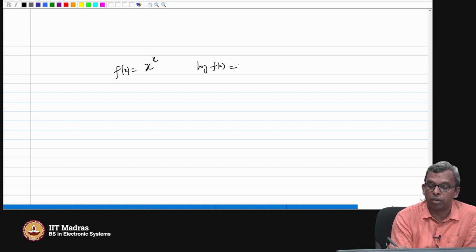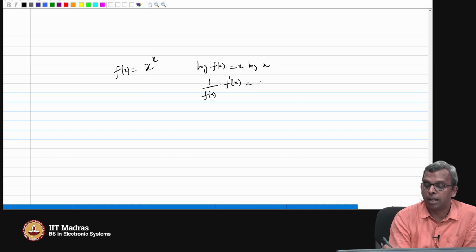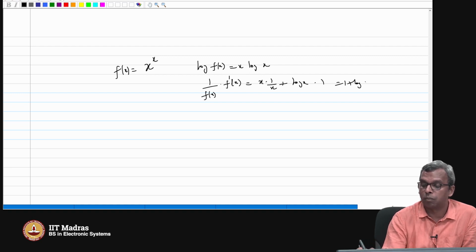So you can do log f of x is x log x. Okay, and then if you do the derivative, it is 1 by f of x times f prime of x equals x times 1 by x plus log x times 1. So that is just 1 plus log x. So you multiply by f of x on this side, that is x power x times 1 plus log x. Okay, it's a nice thing to remember.